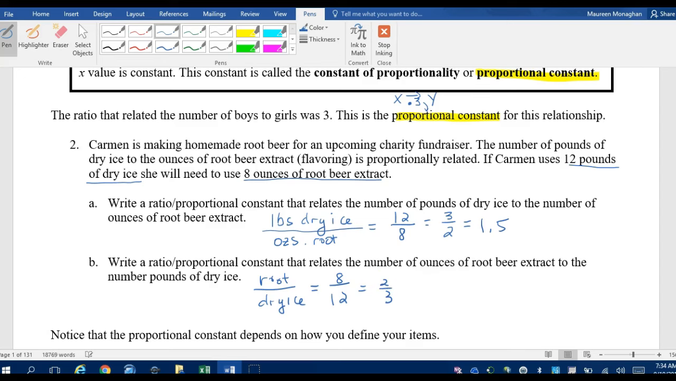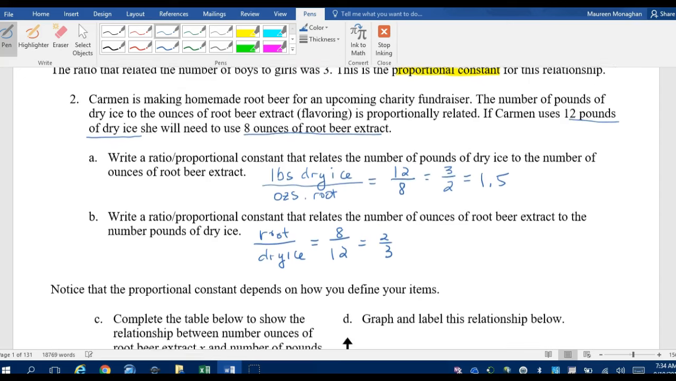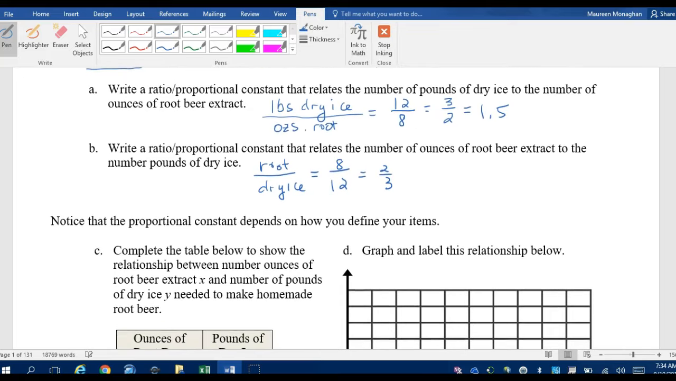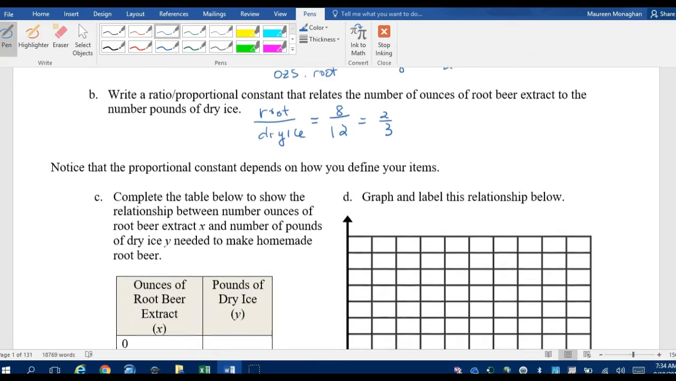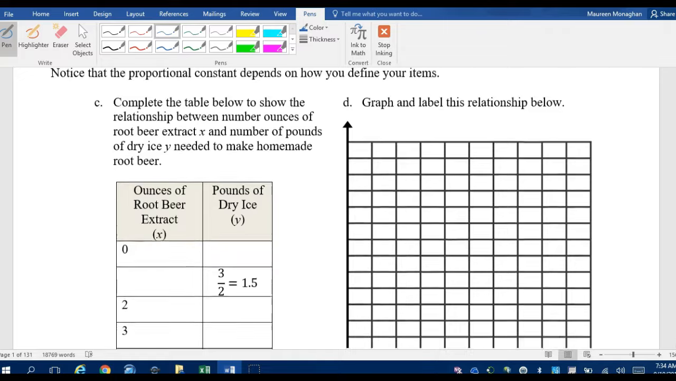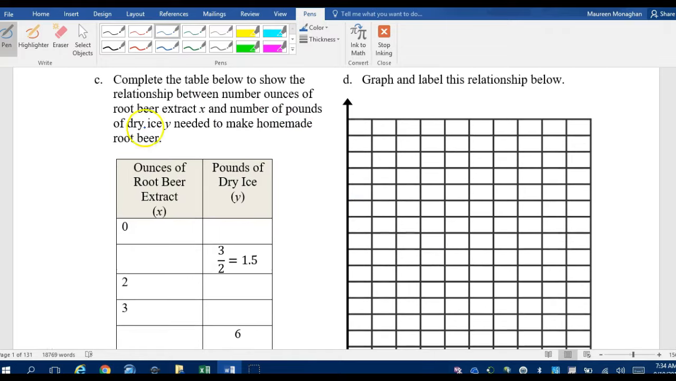So sometimes you get to choose. It depends on what they're asking, and you have to go with what they specifically ask for. Let's complete this table to show the relationship between number of ounces of root beer extract X and number of pounds of dry ice. We have 0 ounces of root beer, so we're going to have 0 pounds of dry ice.